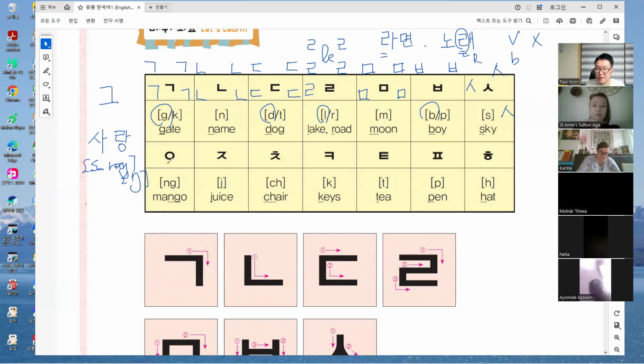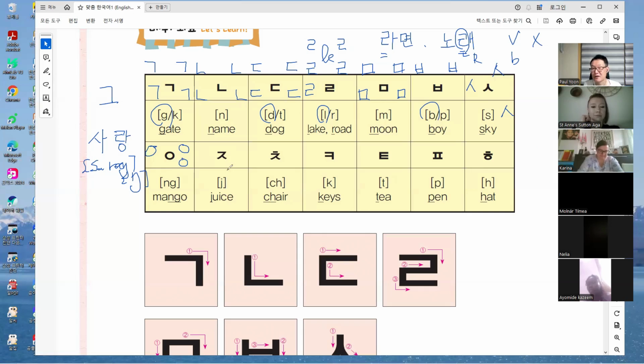So, please remember that when this consonant is located at the first of a letter, there is no sound, only to express vowel sound. But when located at the end of a letter, at that time, you can read that ng sound. And this one is also just from left to right. Okay. Don't do this. From left to right.